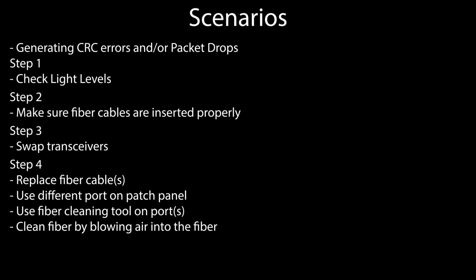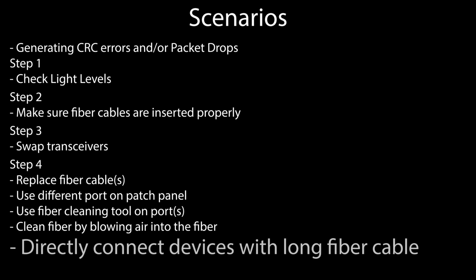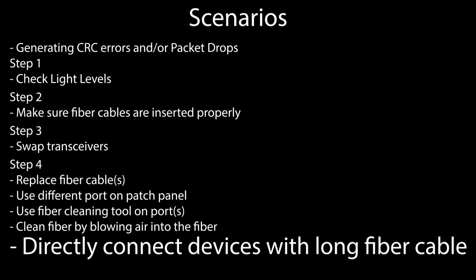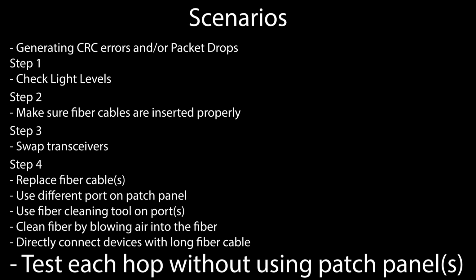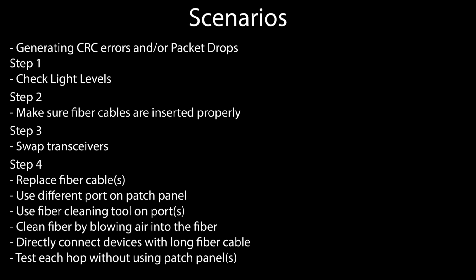There is also a possibility that the fiber patch panel could have gone bad completely. If the two ends are within reach, directly connect the two devices to make sure that it is working. In order to troubleshoot bad fiber patch panels, you will have to test each and every hop in between by eliminating them one at a time. Some devices may have multiple fiber patch panels in between to reach end to end.